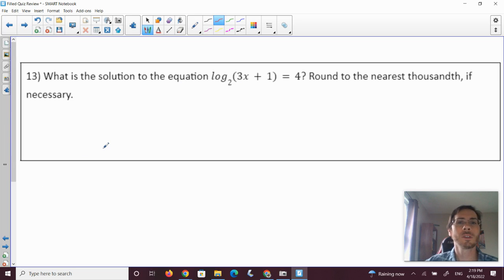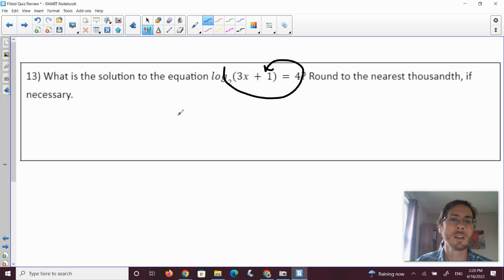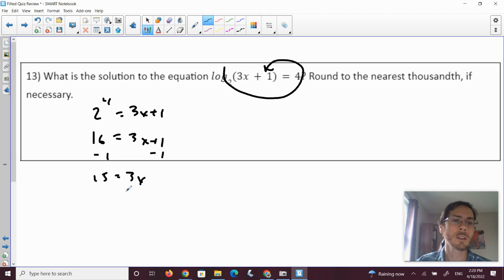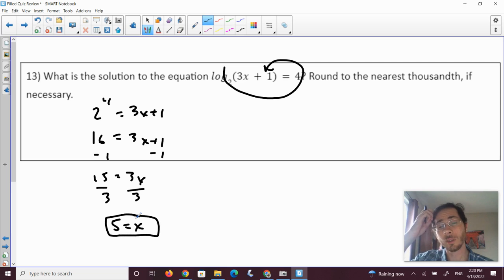For number 13, what's the solution to the equation log base 2 of 3x plus 1 equals 4? Round to the nearest thousandth if necessary. Okay, well, let's go ahead and solve it then. So we've got 2 to the 4th power equals 3x plus 1. So 16 equals 3x plus 1. 15 equals 3x. Divide both sides by 3. We get 5 equals x. Okay, all right, seems good.